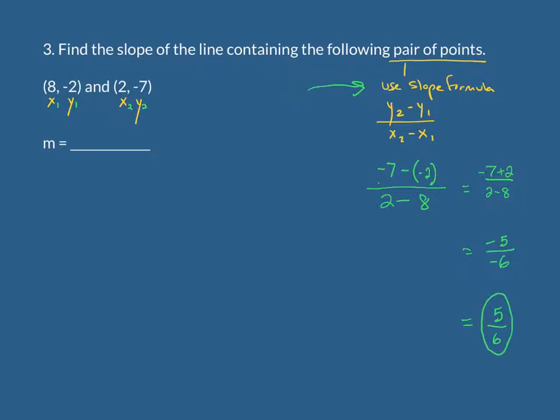So our slope ends up being 5/6. And by the way, anytime you see m, that's going to be used to represent the slope.